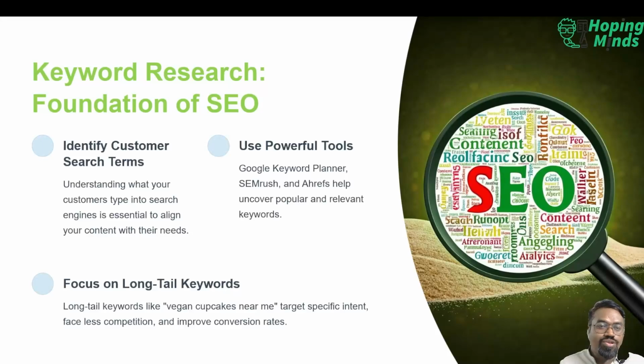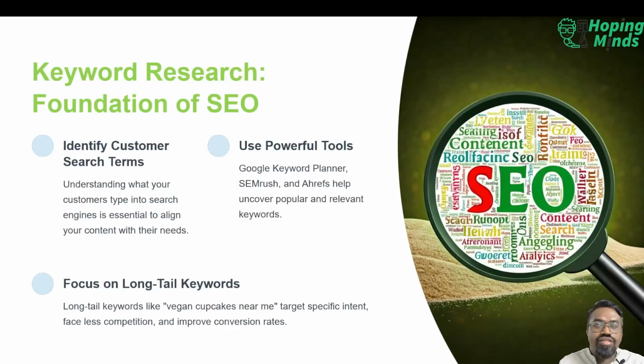Next, we need to use powerful tools like Google Keyword Planner. Google Keyword Planner is a tool which helps to find the keywords that users are looking for. Similarly, SEMrush is another tool. It is a paid tool specifically, but it has a free version too. SEMrush also helps users find keywords that might be required for your website. And then Ahrefs is also a tool. Ahrefs helps uncover popular and relevant keywords. So these are the useful tools which are used to do keyword research.